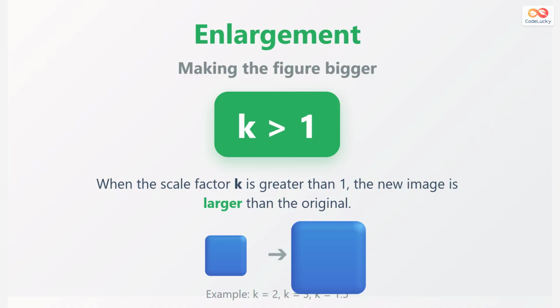Let's look at the first case. When the scale factor, k, is greater than 1, we call this an enlargement. Because the multiplier is more than 1, the new image will always be larger than the original figure.